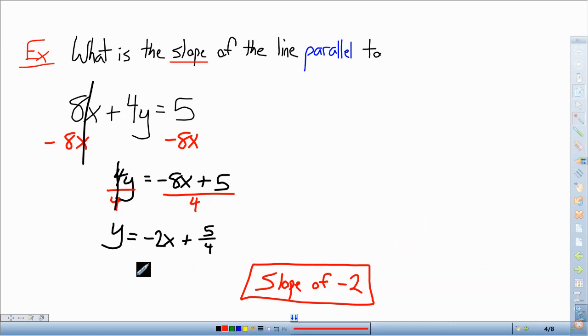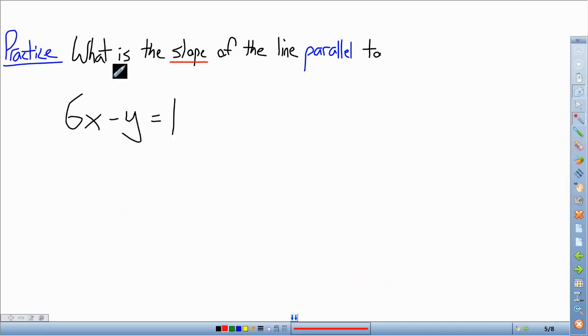All right, so nothing new math-wise, just kind of realizing what it's asking for. So I'm going to have you guys go ahead and try one a lot like this. Go ahead and figure out what is the slope of the line parallel to this line here. Give it a try.